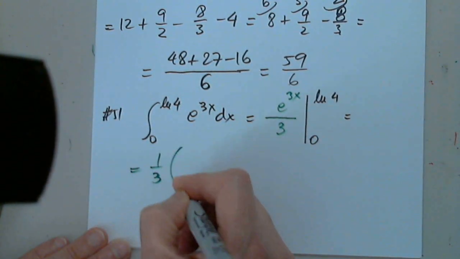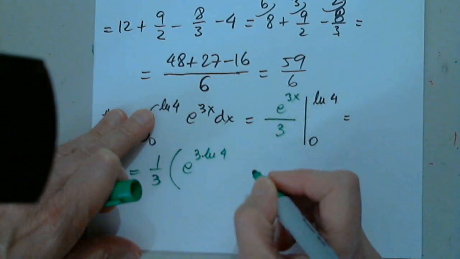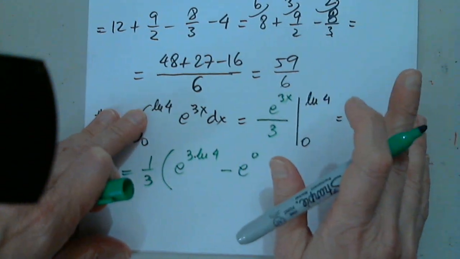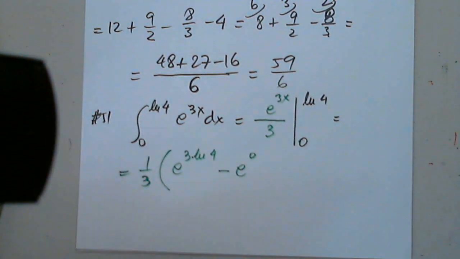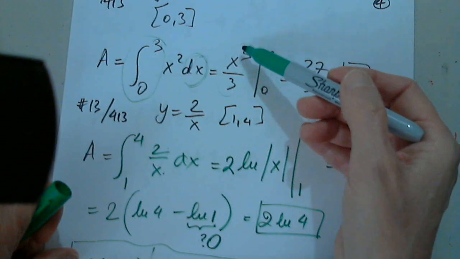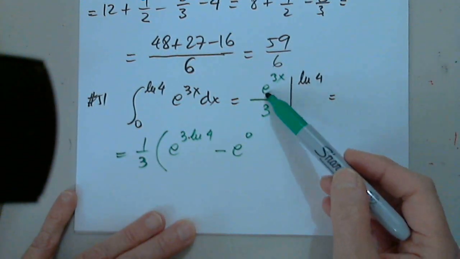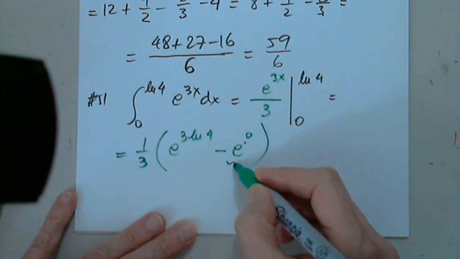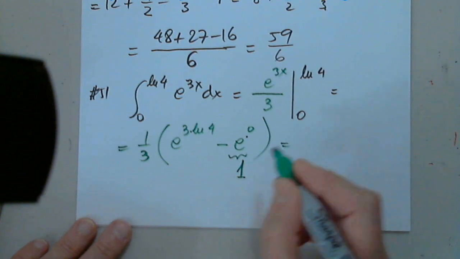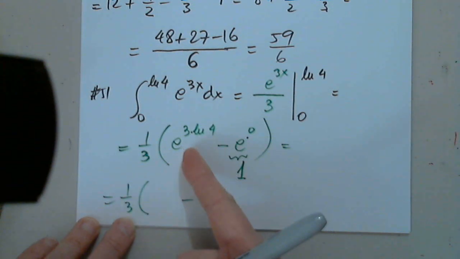Always try to make your life easier. So now I will plug in e to 3 times natural log 4 minus e to 0. Do not assume that this is 0, right? Because this is not a polynomial. So keep in mind, this happens when the lower limit is 0 and it's a polynomial, that may be 0, but not always. Here it's not 0 because e to 0 is how much? Is 1. That's it. So we have a 1/3 in front. This is -1.